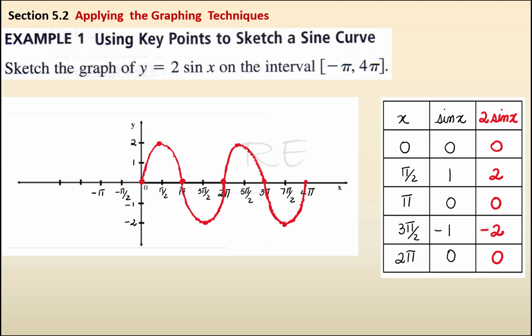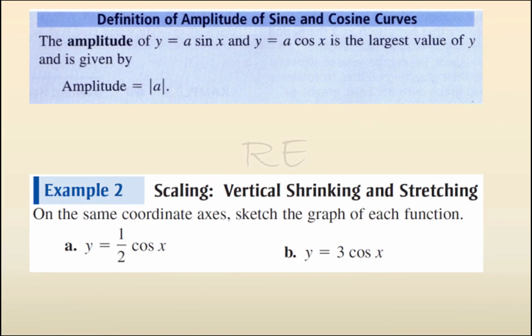And we'll continue the same way until we reach 4 pi. And on the left side, we'll reflect it over the origin to reach negative pi.